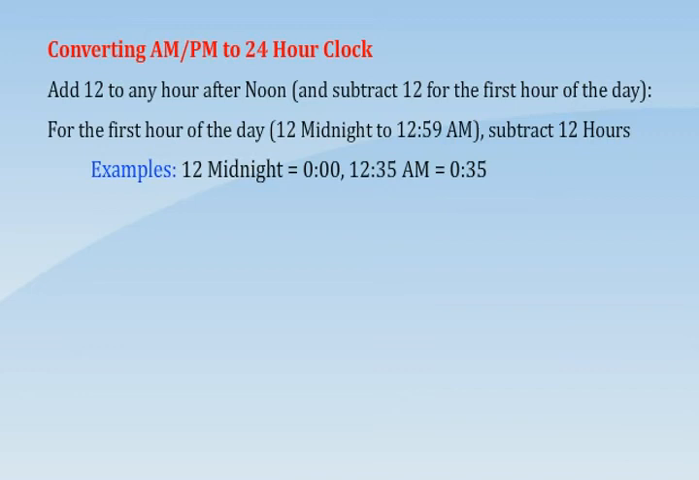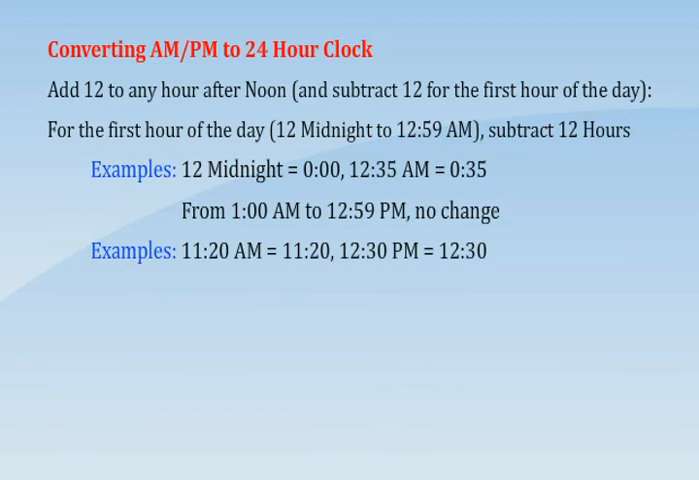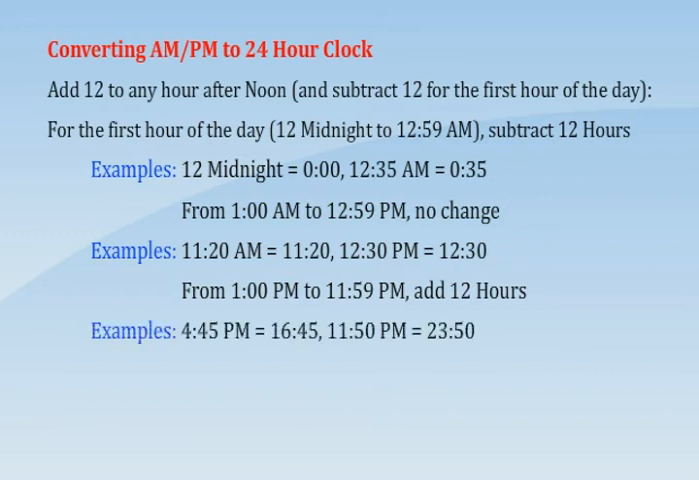12:35 AM is equal to 0.35. From 1 AM to 12:59 PM, no change. Examples: 11:20 AM is equal to 11.20. 12:30 PM is equal to 12.30. From 1 PM to 11:59 PM, add 12 hours. Examples: 4:45 PM is equal to 16.45. 11:50 PM is equal to 23.50.